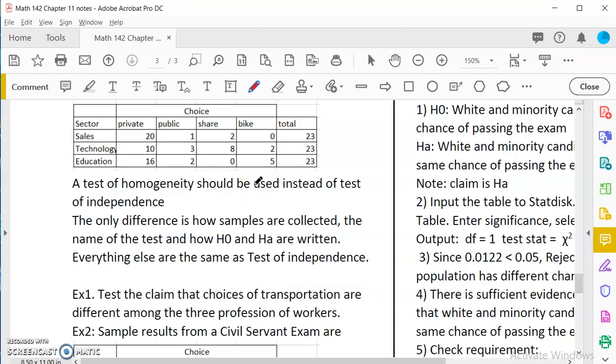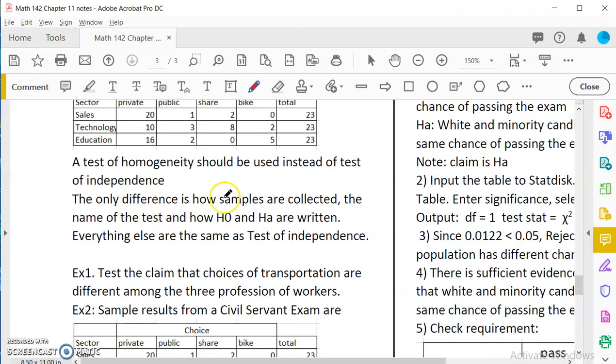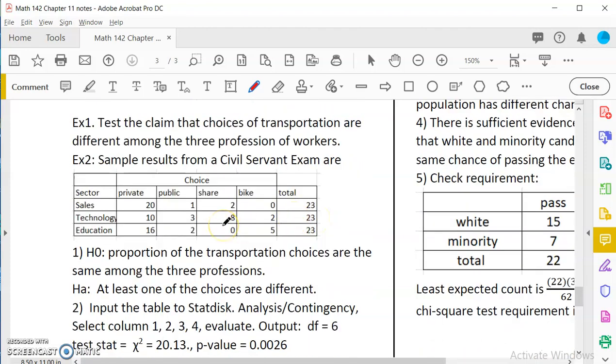The difference between this and the test of independence is how samples are collected. In test of independence, usually you collect from one big population and then you classify them 2 ways. In a test of homogeneity, you actually have 3 different populations and you know how many you want to collect for each sample. So you would know these 23 are all from sales, and then you look at how they classify in the choices of transportation. The only difference is how samples are collected, the name of the test, and how H0 and HA are written. When you write the null and alternative hypotheses, you do not write independence. You just say the proportions of transportation choice are the same among the 3 populations.